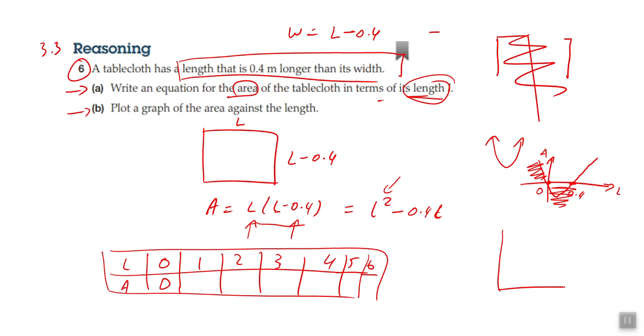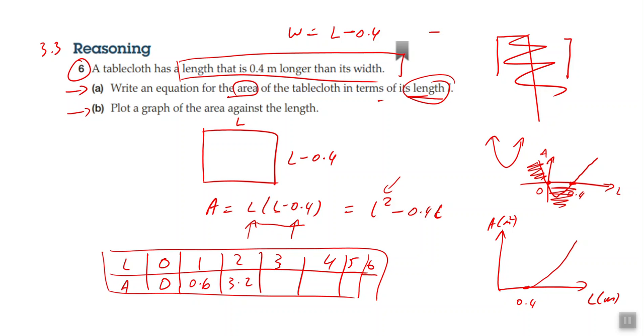So if you were to draw the graph, with area in meters squared and length in meters, we'll start at 0.4 and we'll go up like this. You can plot the points, just so that we're okay with plotting points on a graph. When L equals 1, that's 1 minus 0.4, that's 0.6. 0.6 times 1 is 0.6. For 2, 2 minus 0.4 is 1.6. 1.6 times 2 is 3.2.